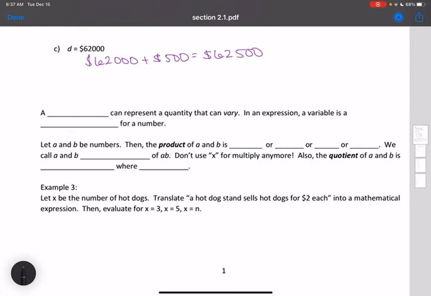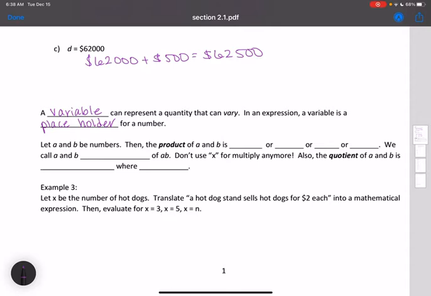So for this part, I have a blank can represent a quantity that can vary. So what do you think that is? That's a variable. In an expression, a variable is a placeholder for a number. And here I have let A and B be numbers, so that means that they're 2 different numbers. Then the product, what does product mean? Remember, product means multiply, okay, or times.